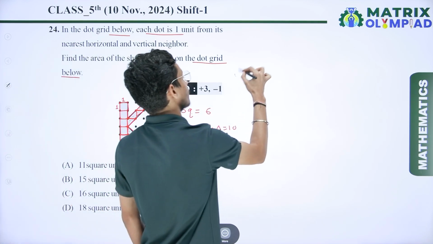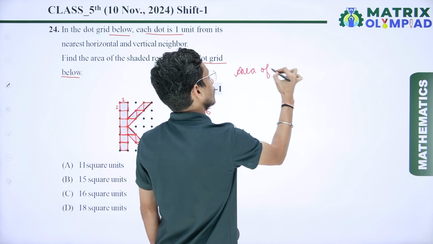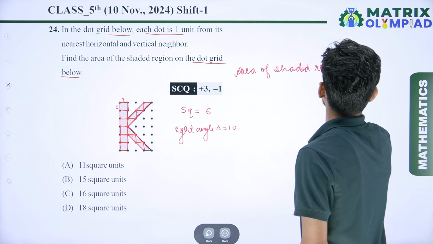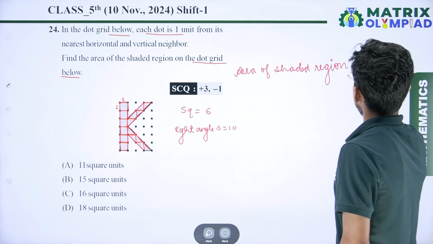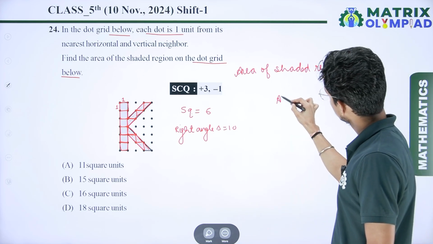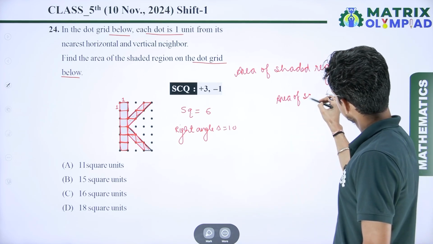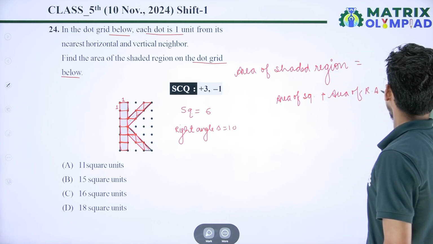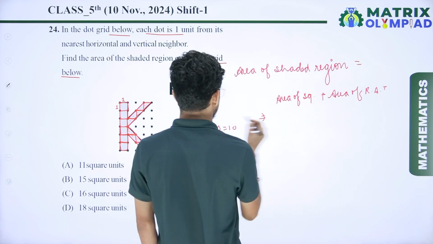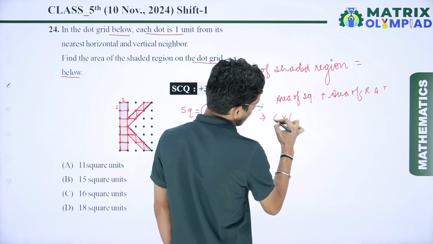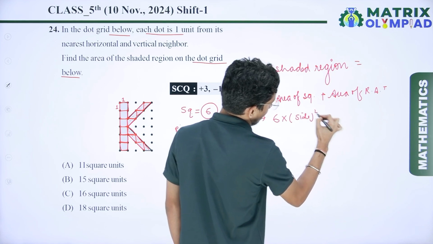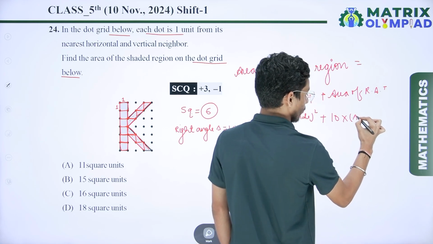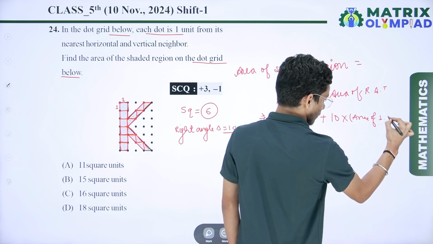So I can say that the area of shaded region is equal to area of squares plus area of right angle triangles. So here we have given the number of squares, that is 6. So 6 multiply area of one square, that is side square, plus we have given 10 triangles. So here I can write 10 multiply area of one right angle triangle.